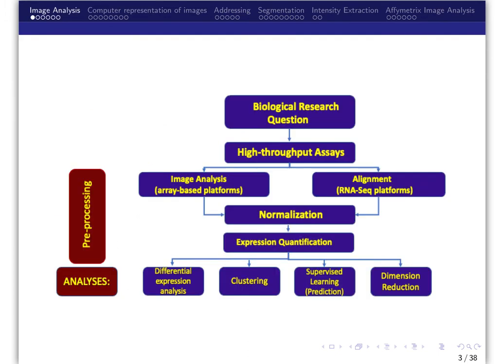As a reminder, this is the general flow of a high-throughput genomic experiment. Once an array has been hybridized, there are various pre-processing steps including image analysis, normalization, and expression quantification. This week, we will discuss image analysis.